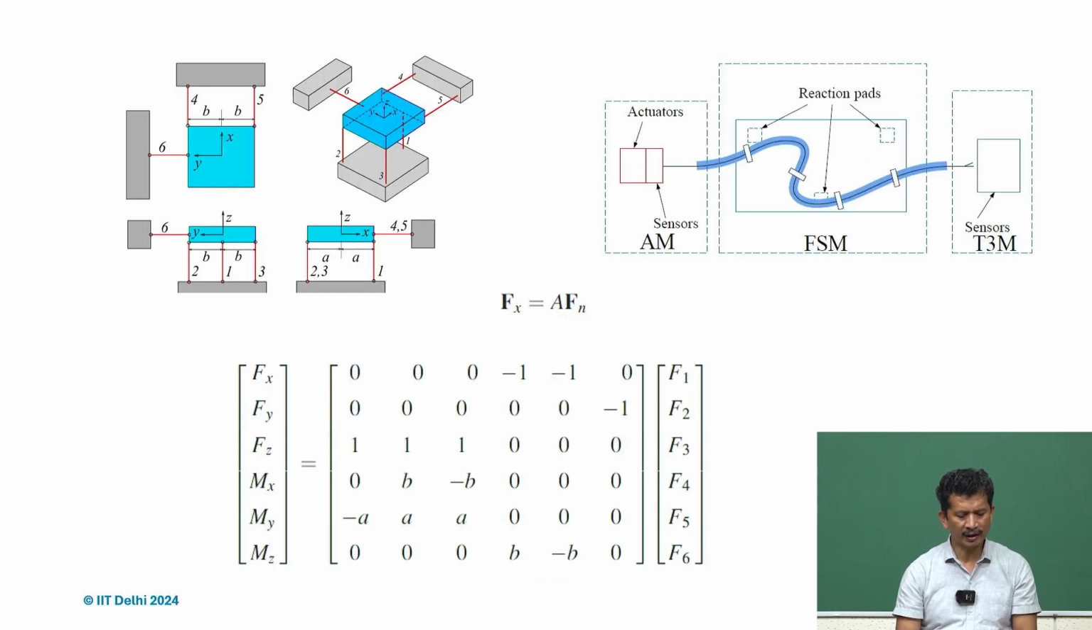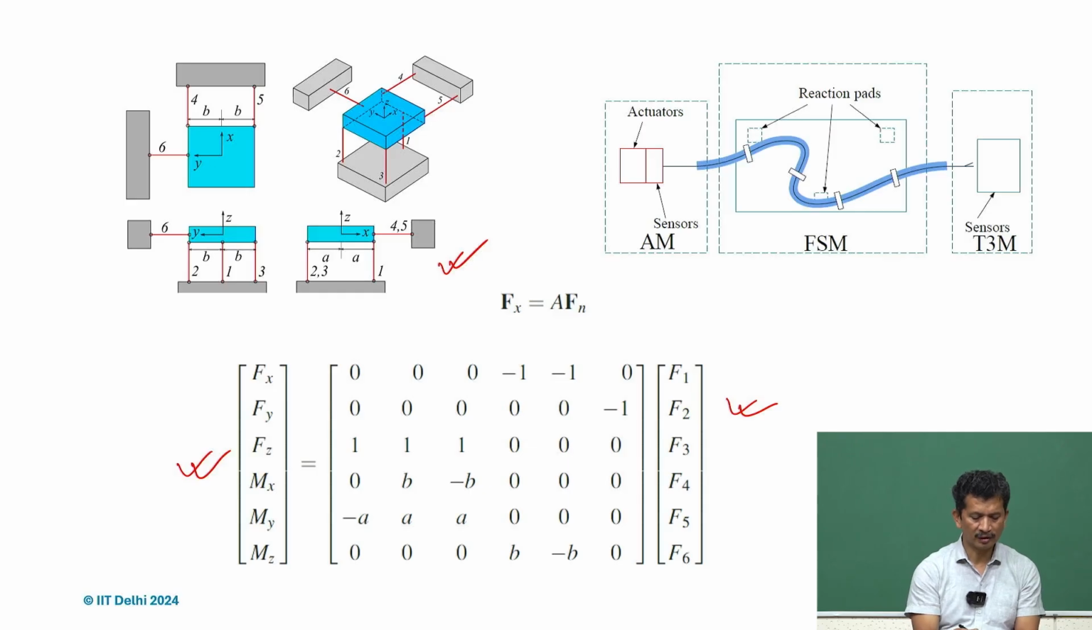But we also realized that if it is an exact constraint design, then we should be able to take the forces measured by the load cells and always convert them into the forces in the x y z and the torques along x y z directions.